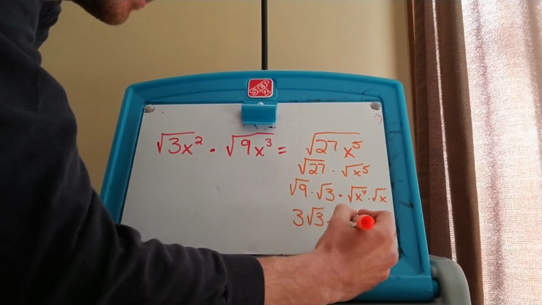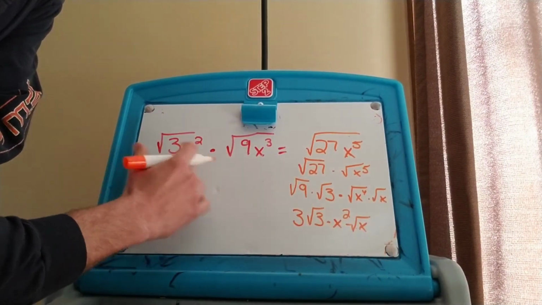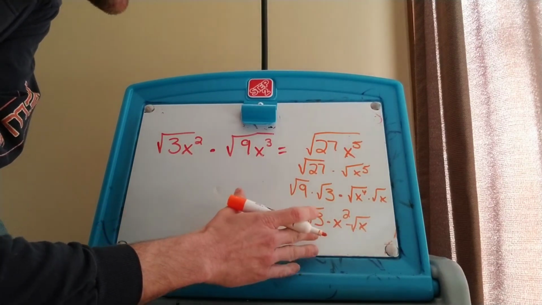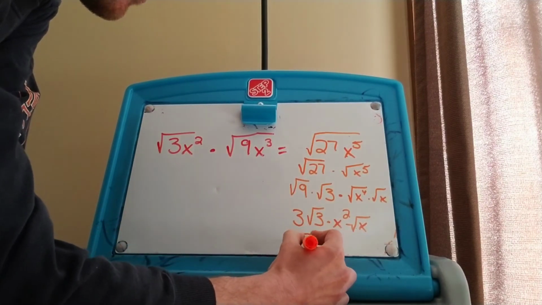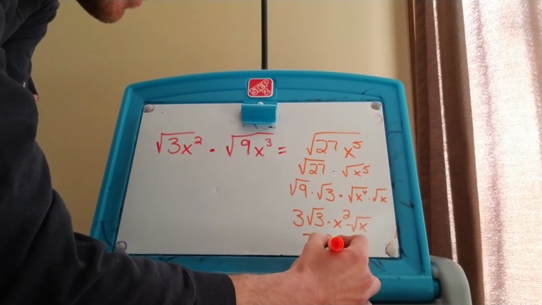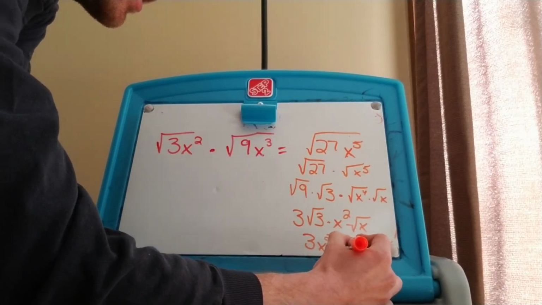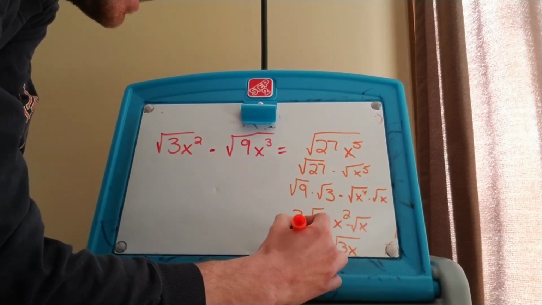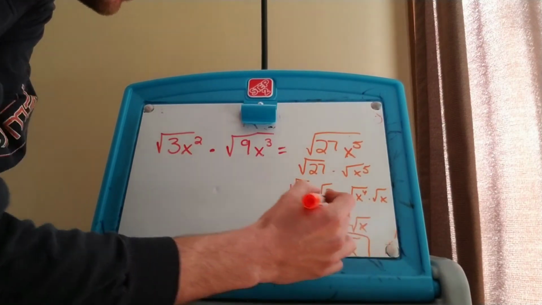I just have to rearrange my problem. I want to put the things that are outside the radical out in front. So that's going to be the 3 and the x squared. And the things that are under the radical together under one giant radical. So I'm going to get 3x squared rad 3x is what that is going to turn into.